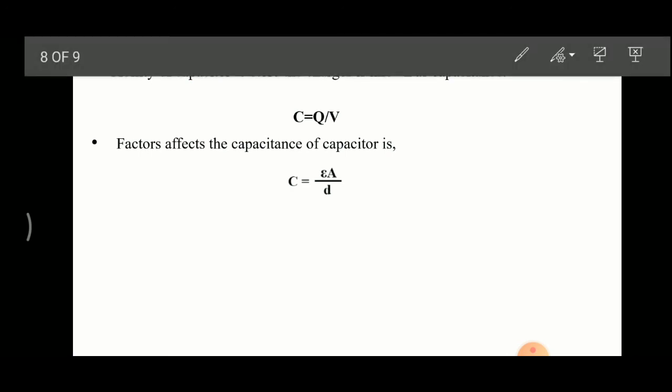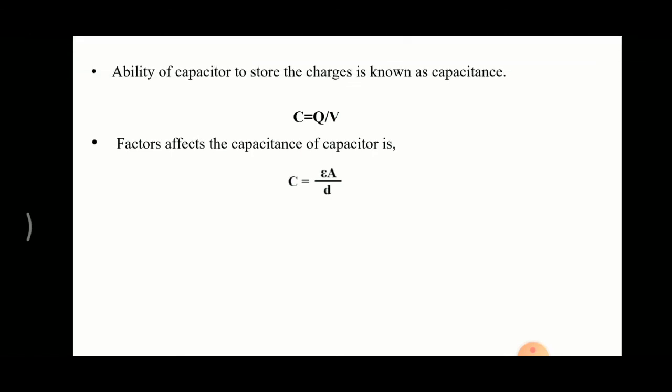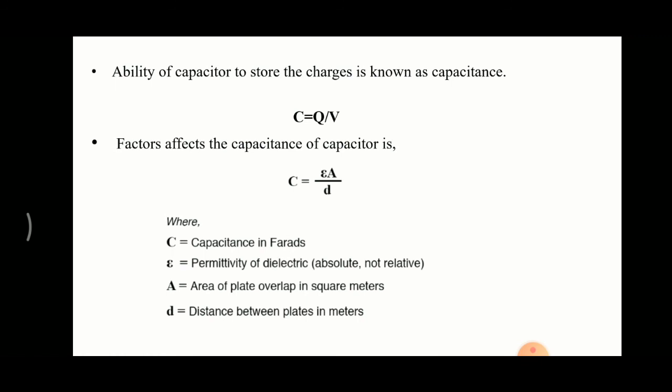Here, C is the capacitance in farads, epsilon is the permittivity of the dielectric material, A is the area of plate overlap in square meters, and D is the distance between the two plates. Capacitance increases as the overlapping area of the plates increases, and capacitance increases as the distance between the two plates is reduced. If we want to store more charge across this capacitor, then we need more voltage.